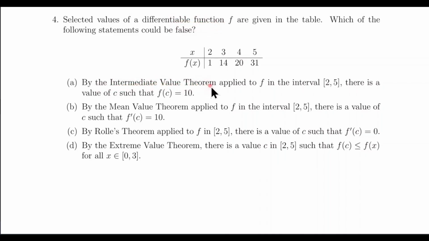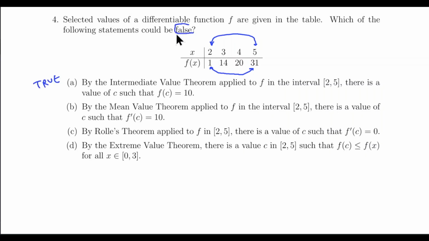By the intermediate value theorem applied to the function in the interval 2 to 5, there is a value of c such that f(c) is equal to 10. This is true. They are asking what is false, so this is true, right? This is classic IVT, not of this unit, but I hope you remember IVT is just that. Since it is continuous between 2 to 5, all the values between 1 to 31 will be possible, and 10 is between that. So since this is true, this is not our answer.